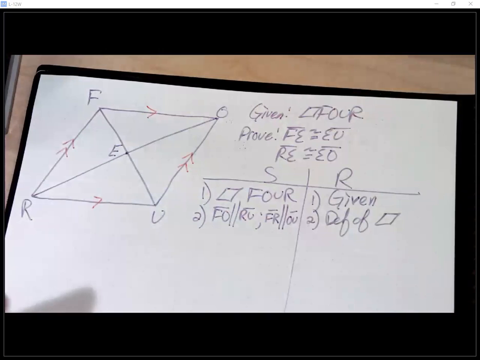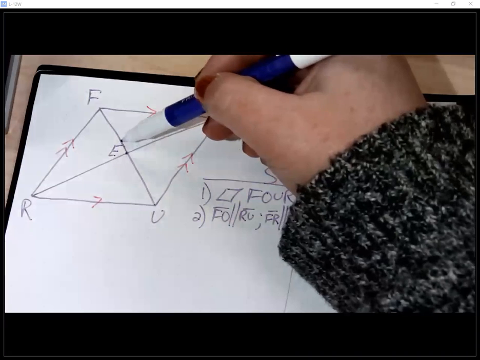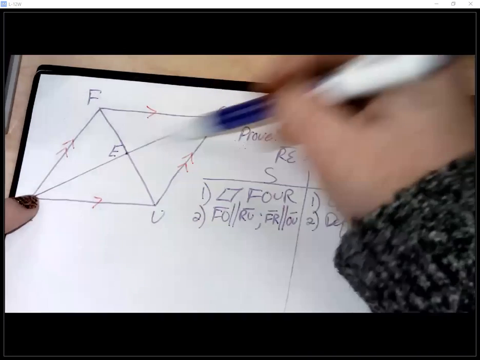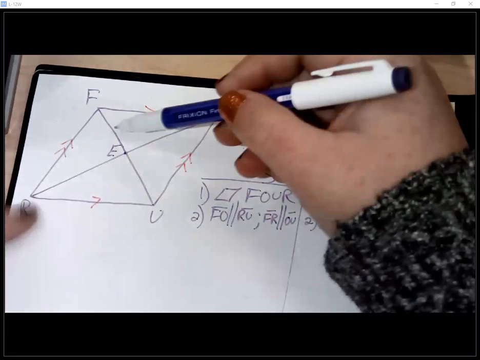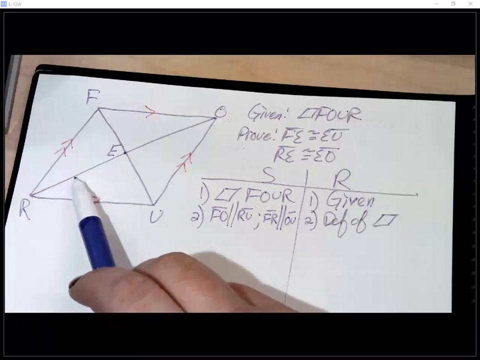Eve? Can you not do like the two big triangles? You have to do the two smaller triangles? Which big triangles? Like triangle ORF. I don't think that that would get me anywhere though, because FE isn't a part of that big one. You see what I'm saying? So you can get these bigger triangles congruent, but I don't know if that's going to help you say that FE is equal to EU or the other way. Oh, yeah, I see that.